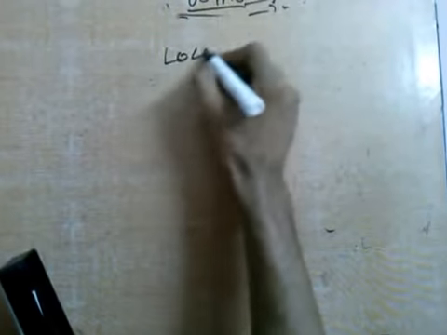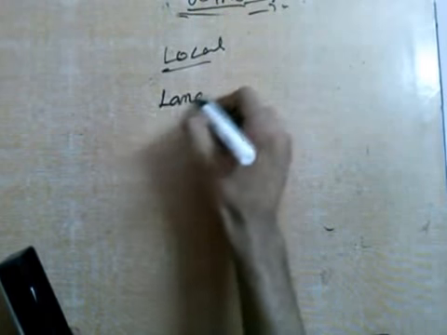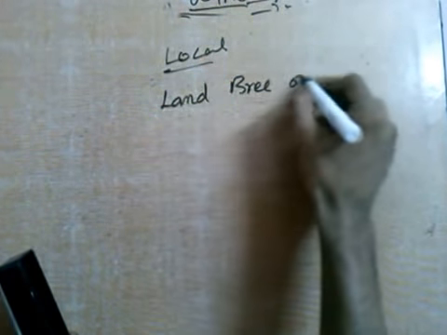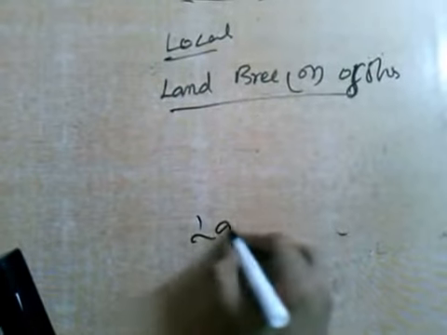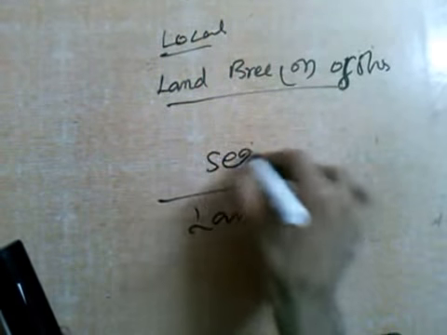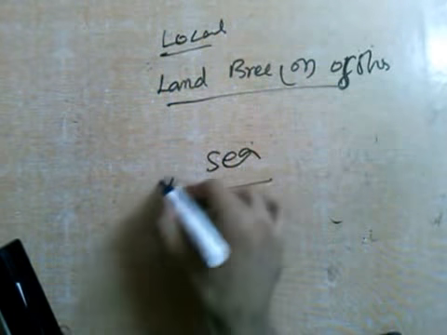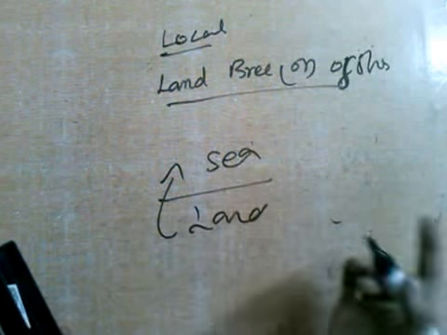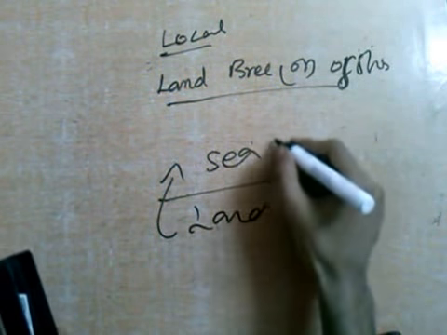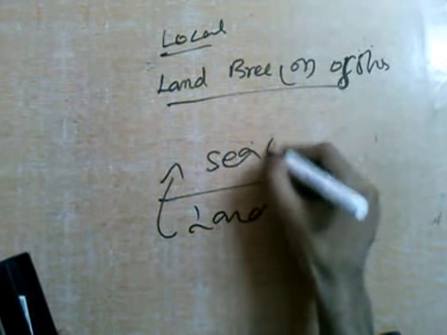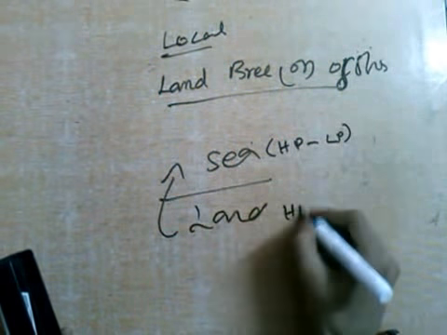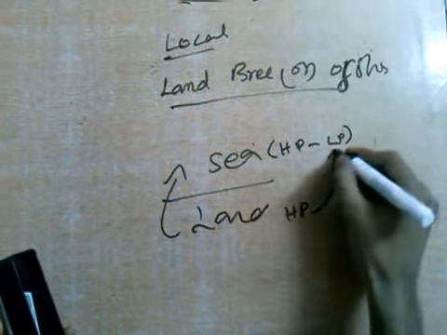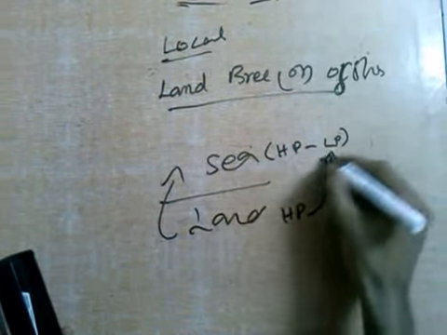So next we are going to see local winds, and that is land breeze. So what is land breeze? It's also known as offshore winds. So this is land, this is sea. When wind blows from land to sea, that is land breeze. During night the sea will be warmer, so high temperature means low pressure over the sea and high pressure over land, and wind always moves from high pressure to low pressure, so that's why land breeze, from land to sea.